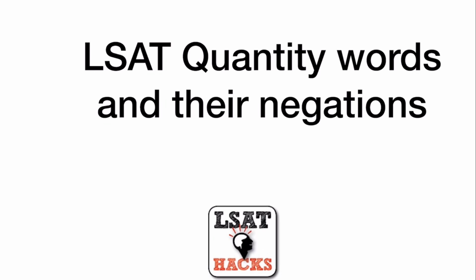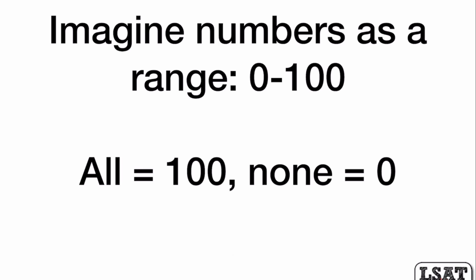So, what do I mean by quantity word? I mean something like most or all, or something that has a quantity. And I would like to think about these in terms of ranges. So think of a range from 0 to 100, meaning like 0 to 100%, though forget about percent, so you don't need to think about it for this purpose. So on this basis, all would be 100, none would be 0.